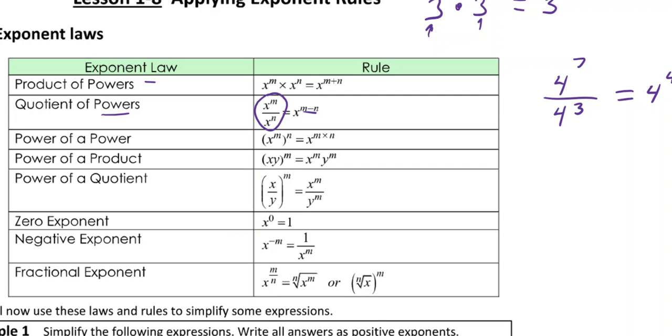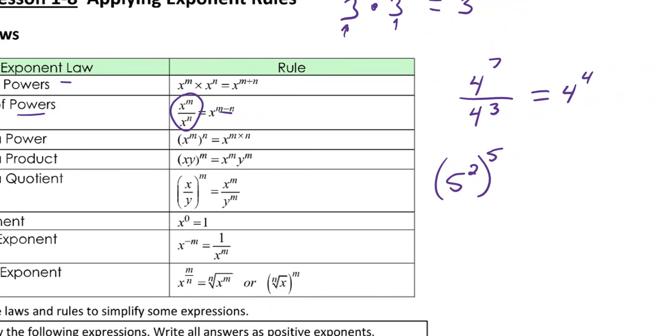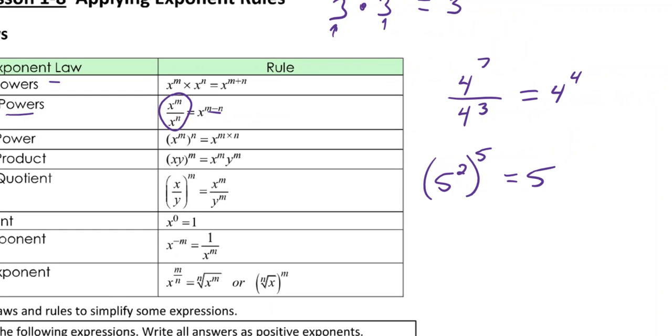Power of a power. So if I had 5 to the power of 2, to the power of 5, what would that be? That would be 5 to the power of 10. Good. What did you do there? Multiplied. Yeah, so we multiply. So if we're going power to a power, then we're going to multiply the exponents. Remembering that all of these things only hold true if the bases are the same. Okay.